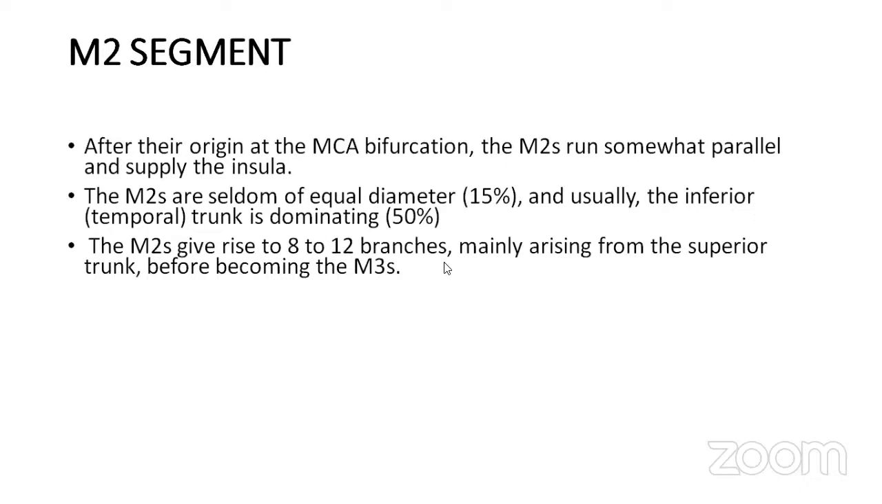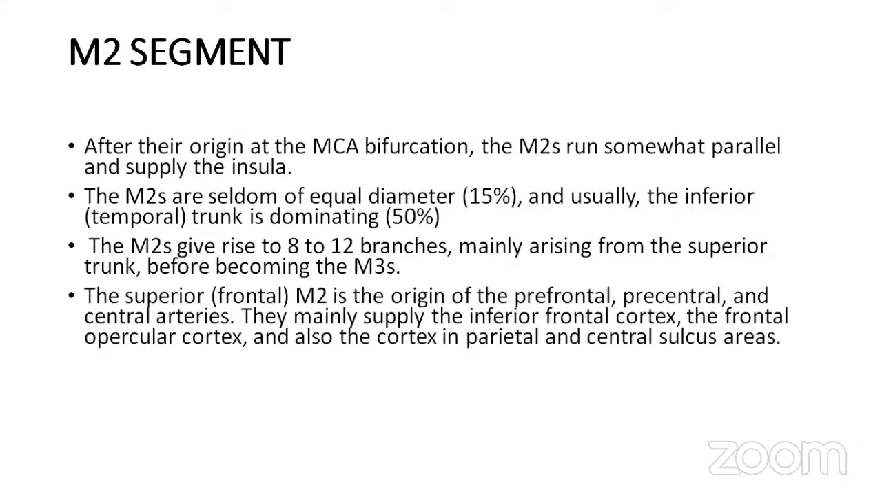They give rise to 8 to 12 branches, which mainly arise from the superior trunk before they become the M3s. The M3s are also called the opercular segment. The superior or the frontal M2 is the origin of the prefrontal. Now, the vessels actually pass near the brain areas and supply the vasculature to all those areas.